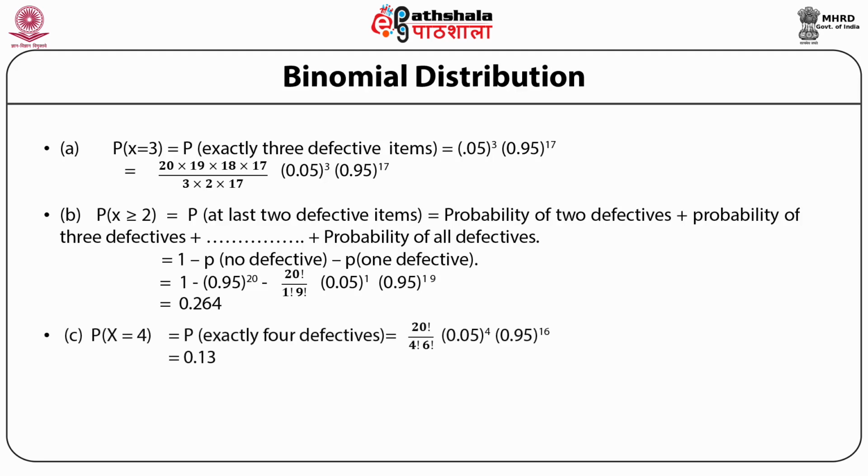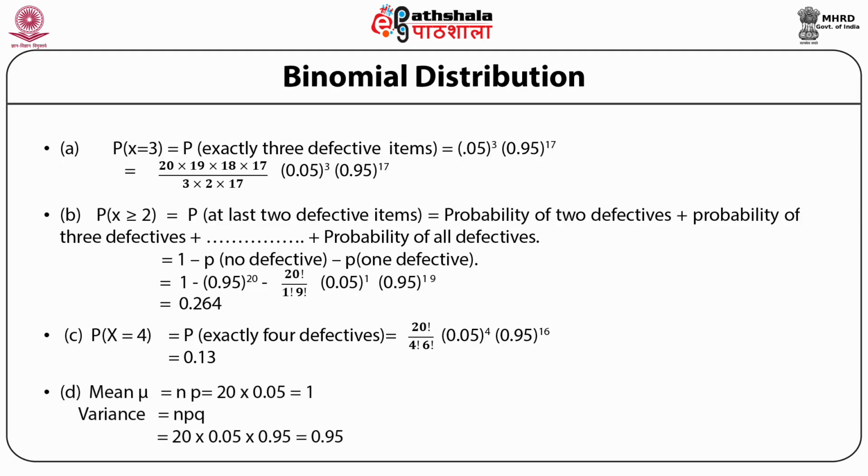Third is probability x takes 4, that is exactly 4 defective items. For this again follow the formula nCr p raised to the power r, q raised to the power n minus r. At the end, mean is n into p and variance is npq. We know the value of p and hence the variance.